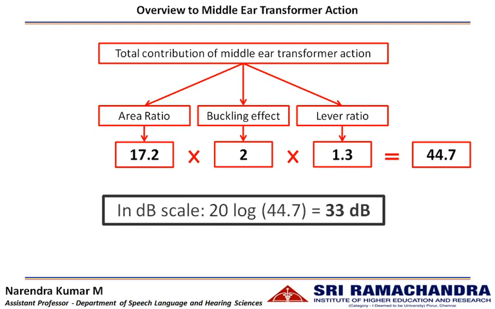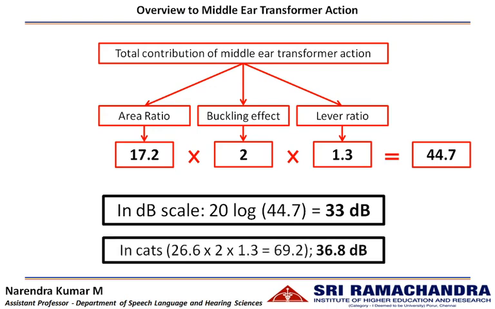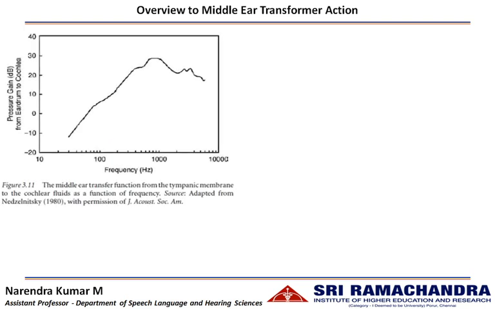When it is converted into the decibel scale, it corresponds to 33 decibels, which means the middle ear transformer action enhances the sound by 33 dB. The same when calculated for cats: the cat's middle ear transformer action corresponded to 36.8 dB through these calculations. However, when the transformer action was analyzed for cats, we didn't get that much of a boost from the middle ear transformer action. These are based on various assumptions.